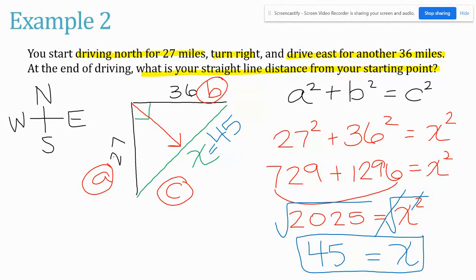So identify the important parts of your word problem, draw the diagram. Do not try to do this in your head. It can get really confusing because you might not know which one's A or B. So try your best to draw a diagram and then use that Pythagorean theorem to find your missing side.